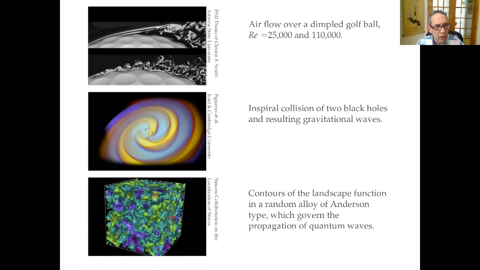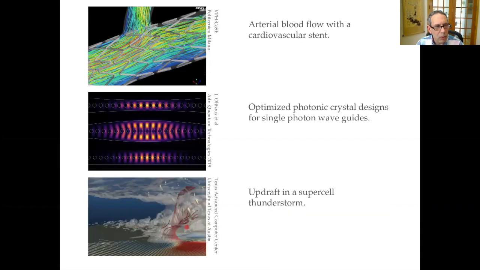The third picture is actually one of mine. It comes from our Simons collaboration on the localization of waves. And it shows one of the key objects we study, the hidden landscape function of a random alloy, in this case of Anderson type. This governs the propagation of the quantum waves guiding an electron through a disordered alloy. I won't go through the next three in detail, just quickly. The first one is blood flow through a cardiovascular artery supported by a stent. The next one is trying to create a single photon wave guide. And the last one is the about 17 kilometer cubed area of a cyclonic storm, an updraft in a supercell.